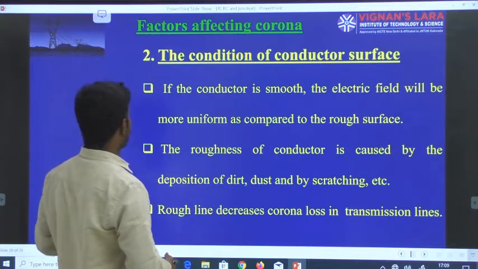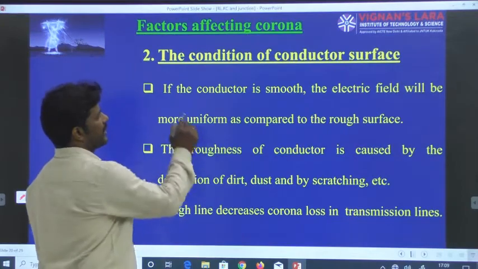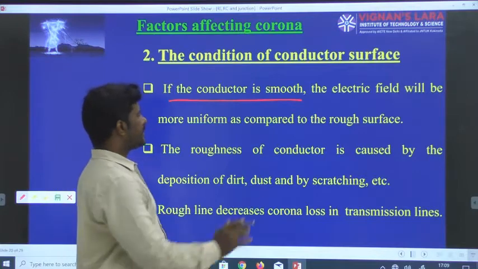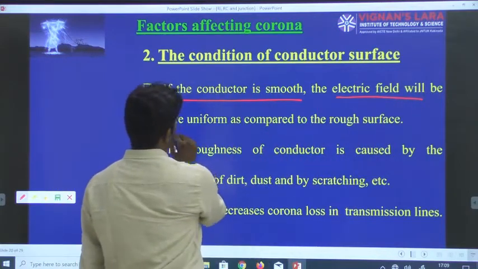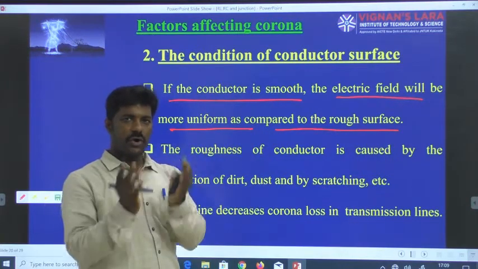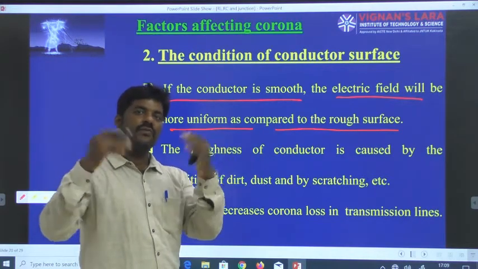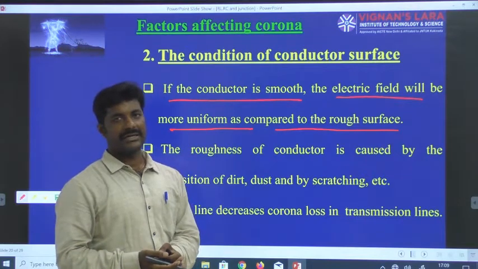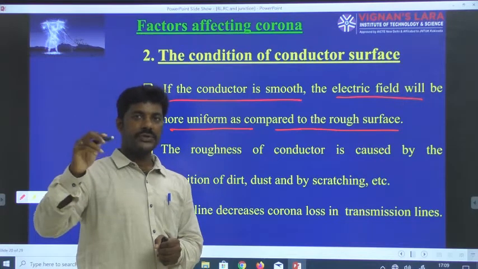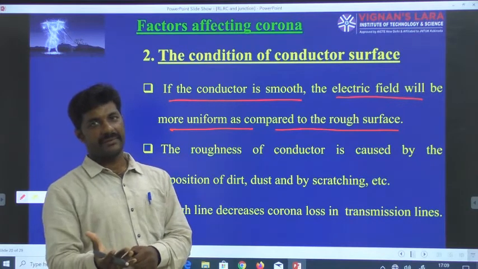And the second one is the condition of the conductor surface. In general, if the surface of the conductor is smooth enough, then the electric field intensity will be more uniform as compared to a rough surface. If the electric field intensity is more uniform, it requires a very high voltage to break down the air around the conductor. Whenever the surface is uneven, immediately the electric field intensity magnitude is sufficient to break down the air. So for rough surfaces, corona starts earlier.